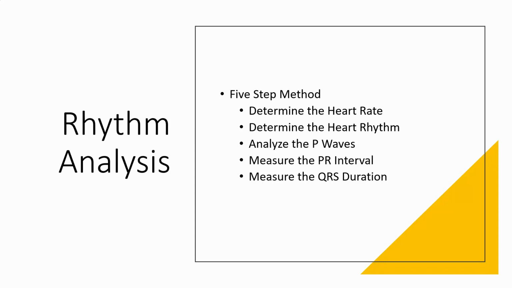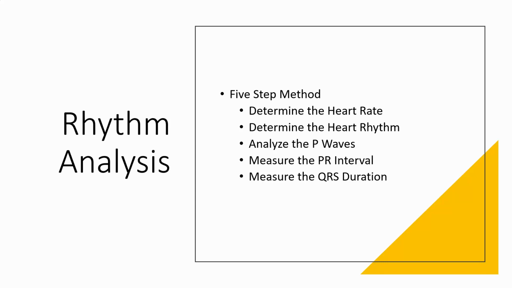The third thing you're going to do is look at your P waves. When you're looking at these P waves, I want you to look at all the P waves in that strip. Are they all similar in appearance? And do I have a P wave before every QRS? And then the fourth step is you look at your PR interval.